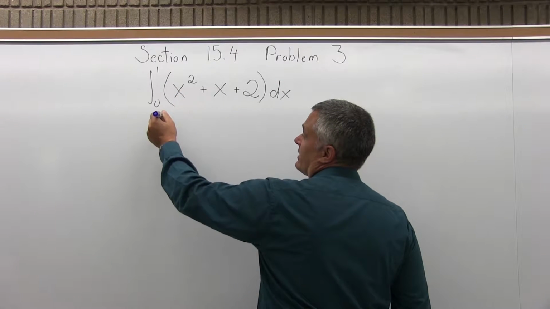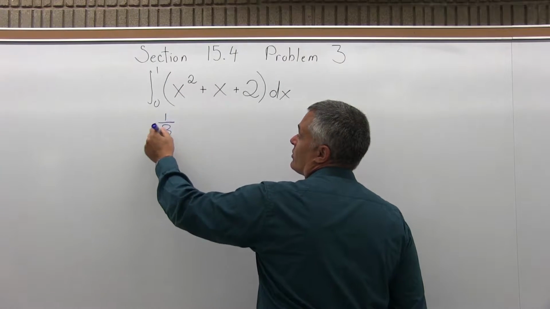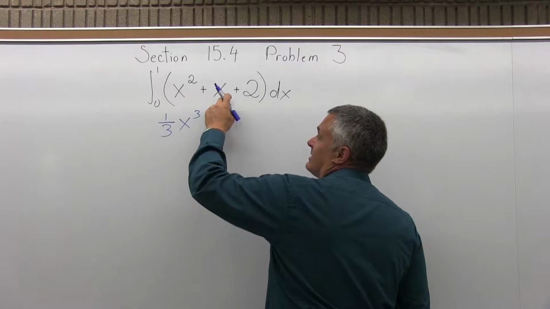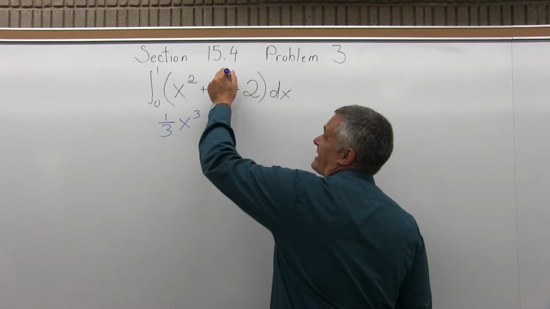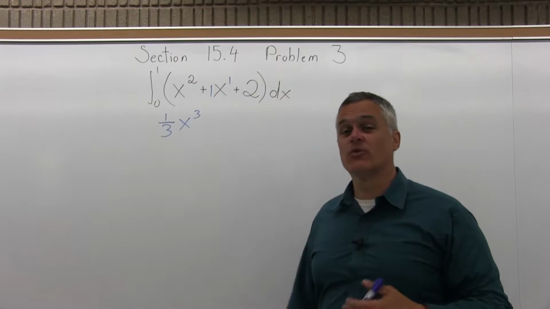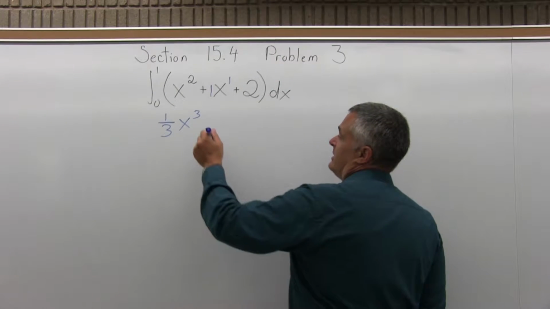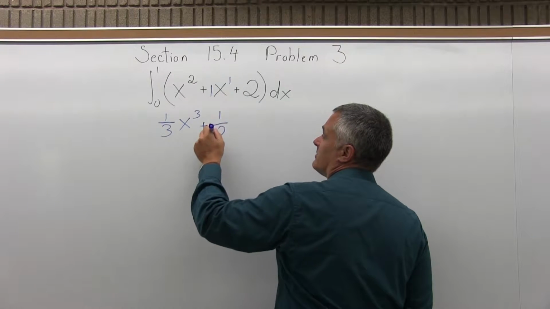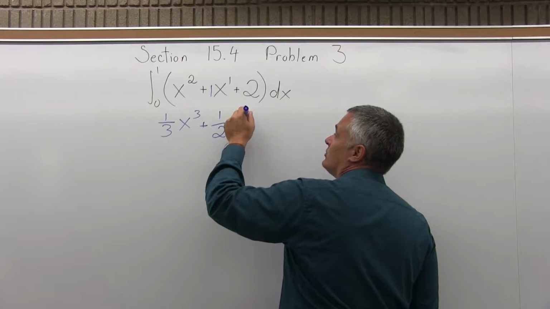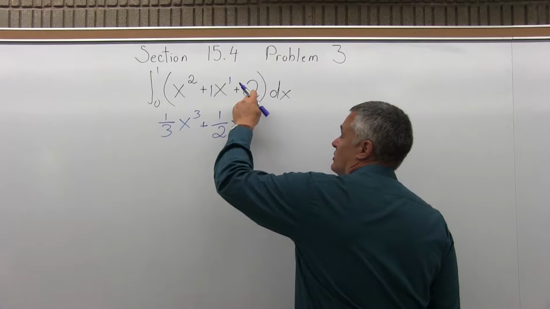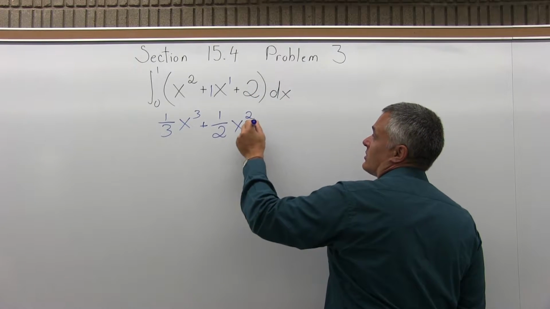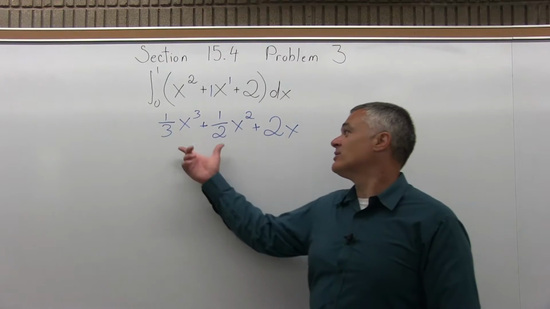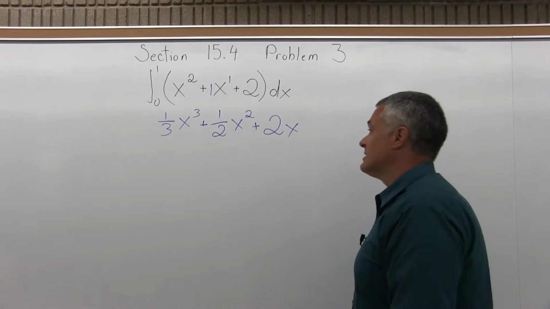So x squared, the integral would be 1 over 3 x to the 3. Now the x that comes next, you can assume it's a 1x to the first power, even though that's not written, you can assume it's in there. And the integral would be 1 over 2, you increase the exponent by 1, x to the 2. And then the 2 on the end, the integral would be a 2x. And the fractions that I get don't really reduce. So that's the answer for step 1.